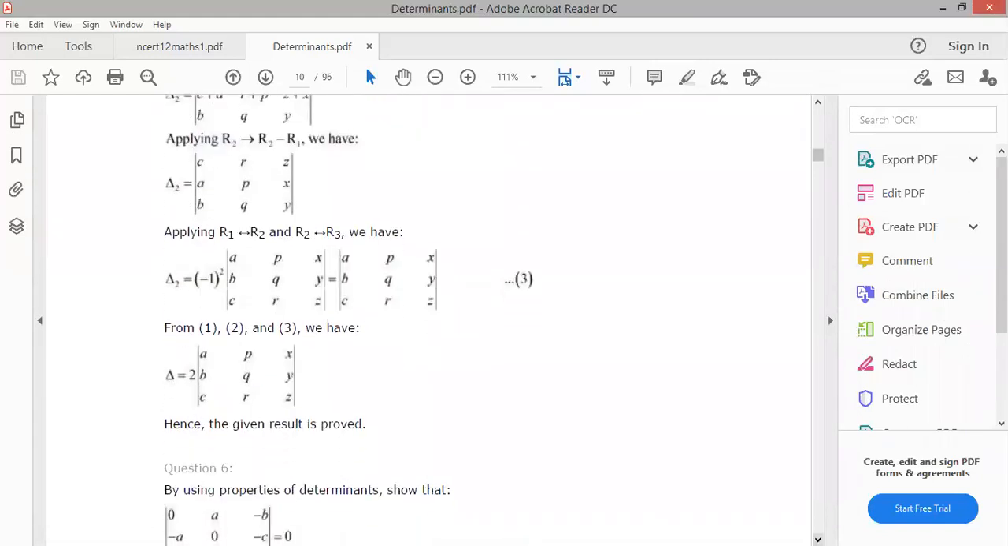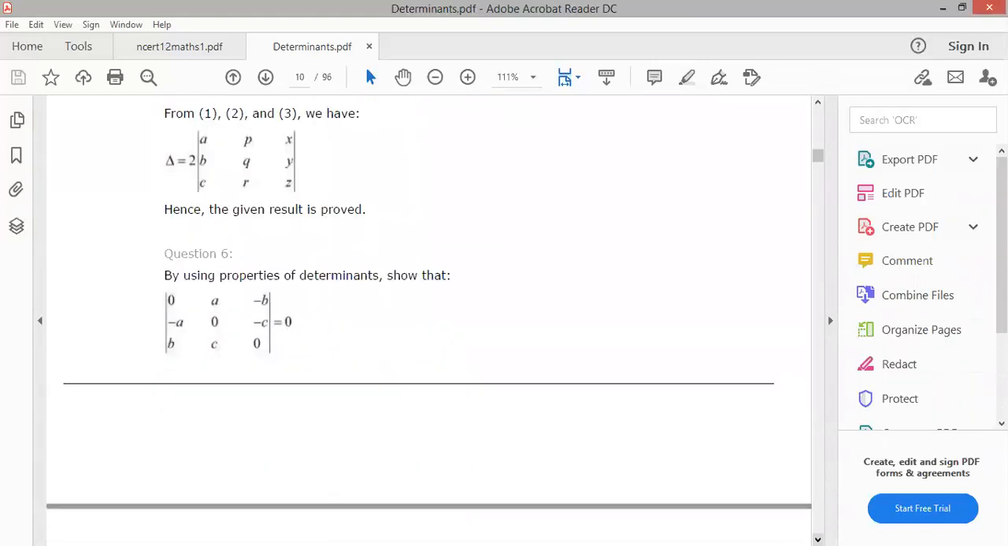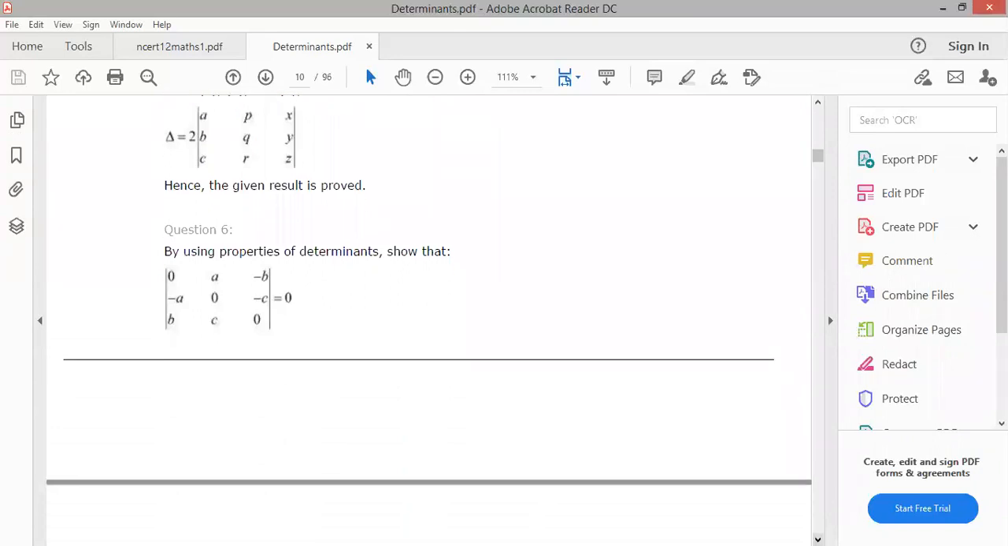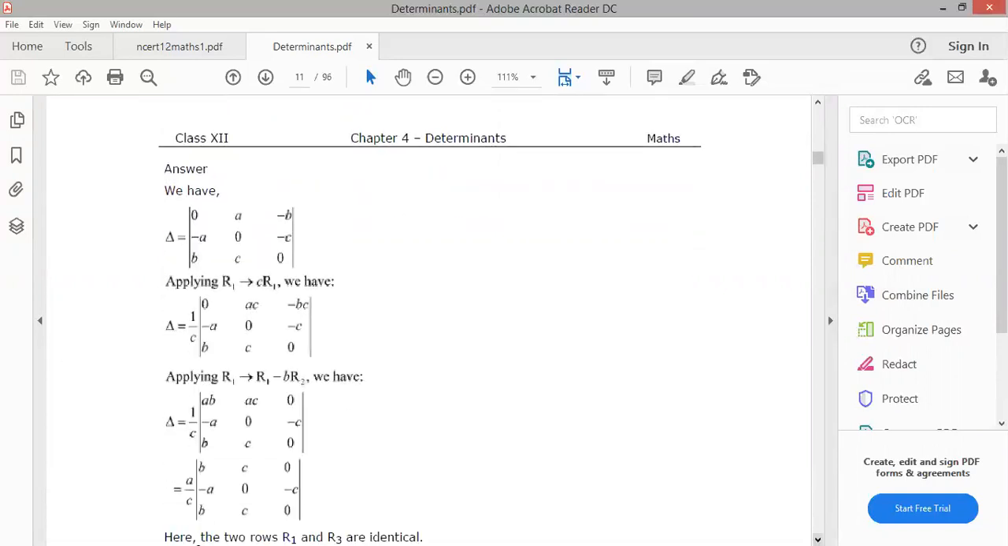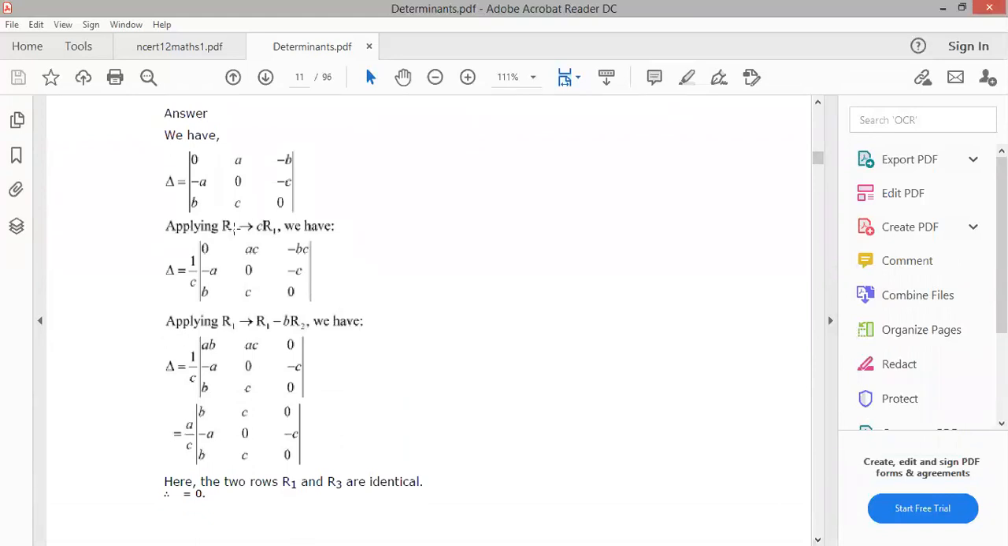Okay. Now the next question is question number 6. By using the property, we have to show that this is equal to 0. So how can we do this? Here is the solution. This is the determinant. We will be applying the property R1 changes to C times R1. So it is like this. And the same quantity we have to divide in order to neutralize the value of the determinant.